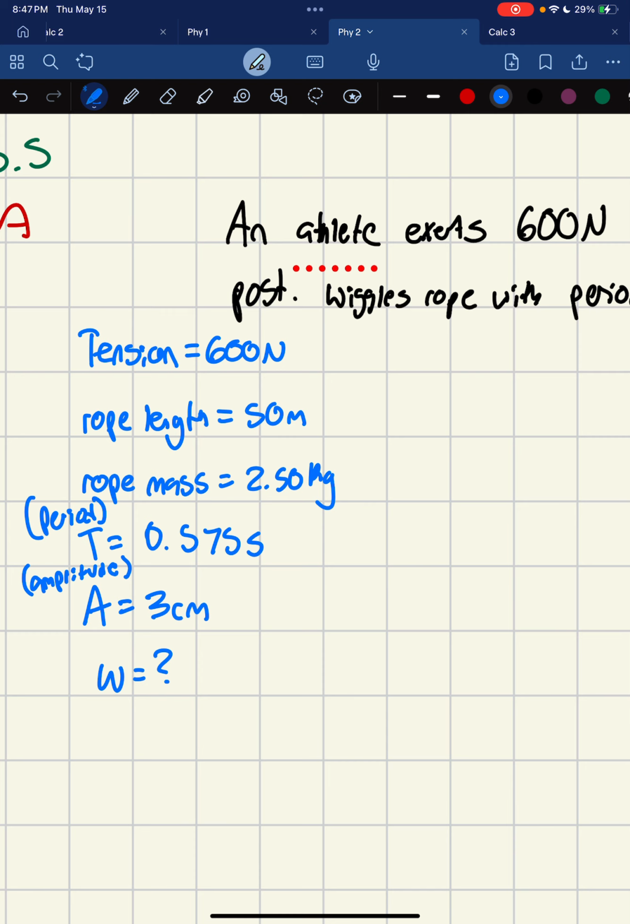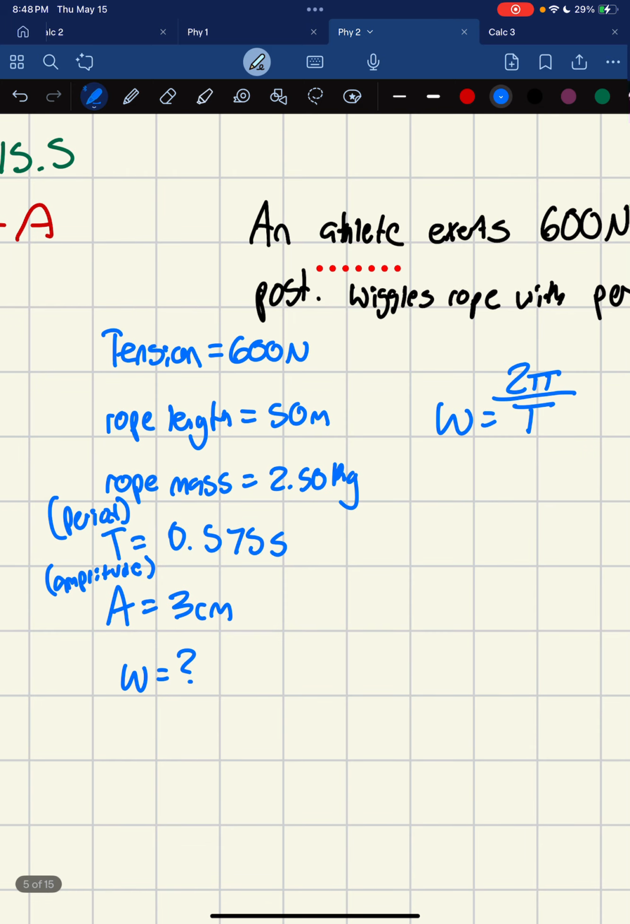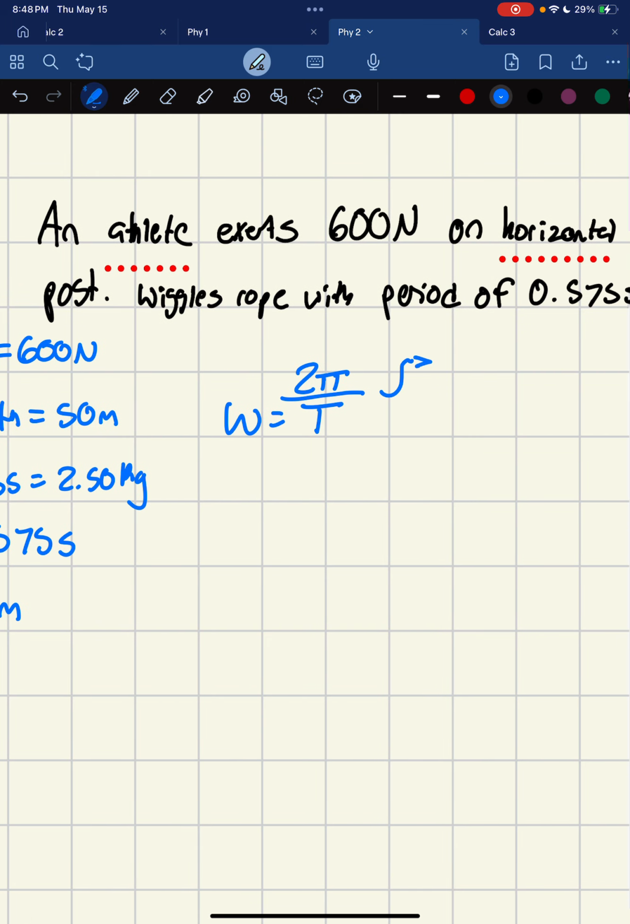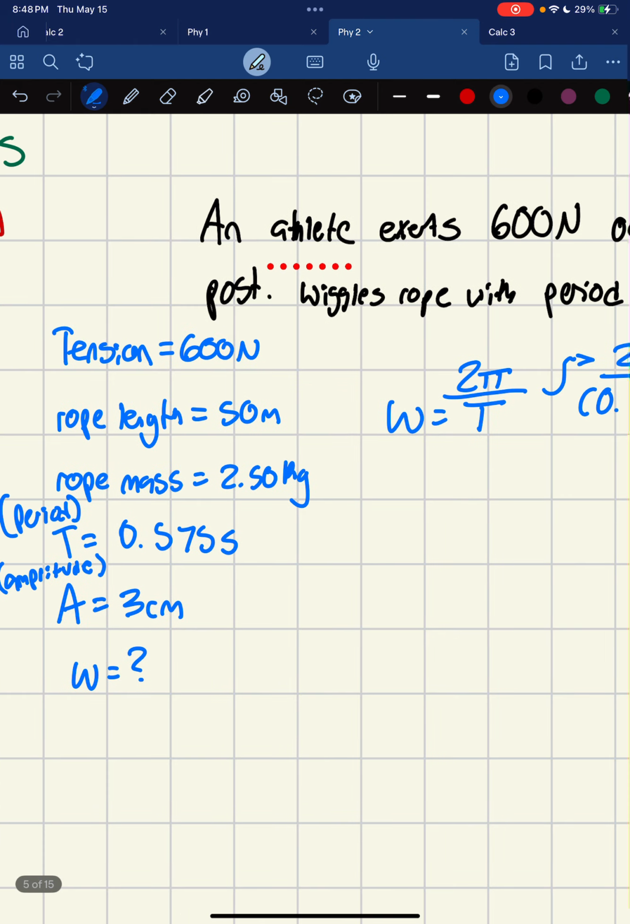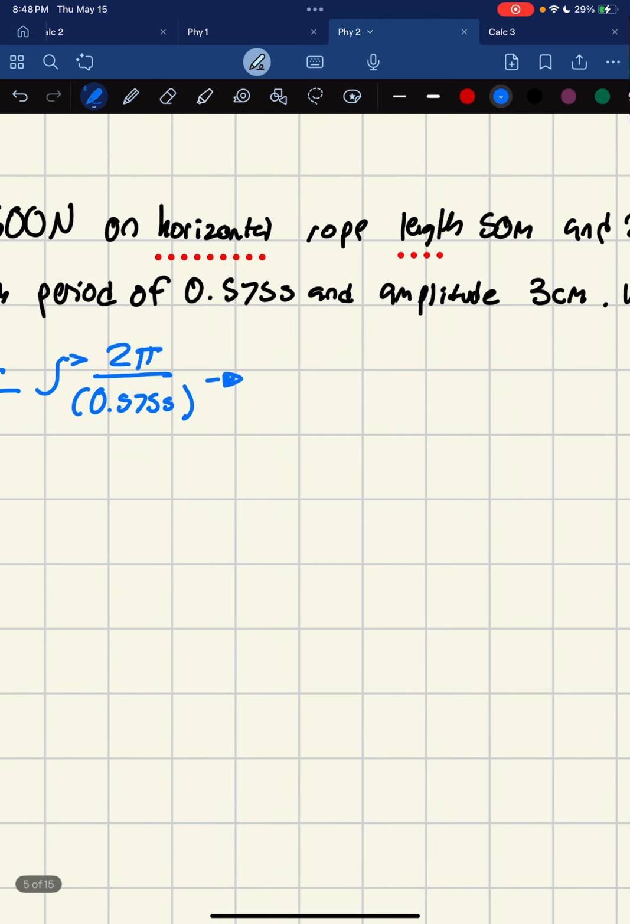So I know to find angular frequency, we're going to need 2 pi, and I'm dividing that by the period. And since I'm given the period already, this turns to 2 pi over 0.575 seconds. And if I put this in the calculator, I'm going to get 10.89 radians per second.